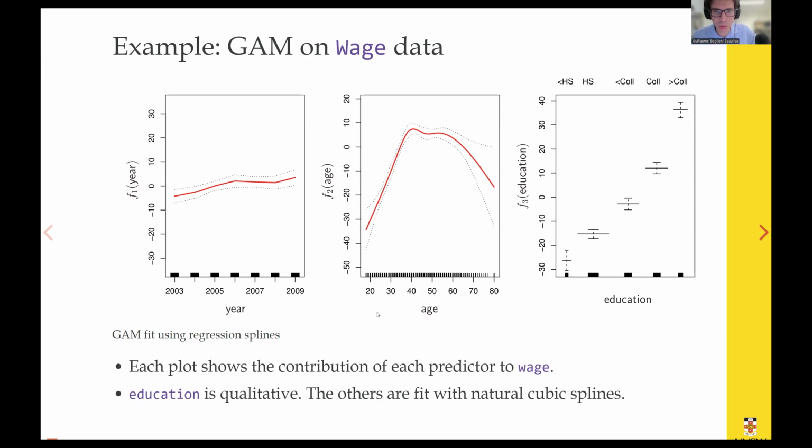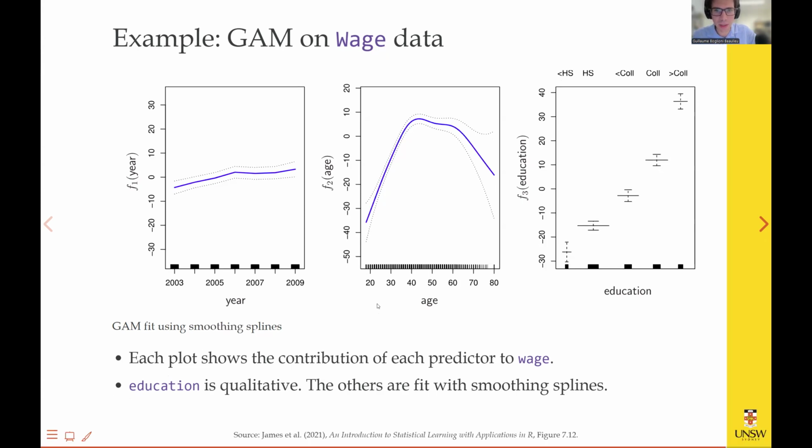And yeah, you get a very similar thing if you do the same, but now instead of using regression splines to transform the numerical predictors, you use smoothing splines. Okay, you get something extremely similar in that case.